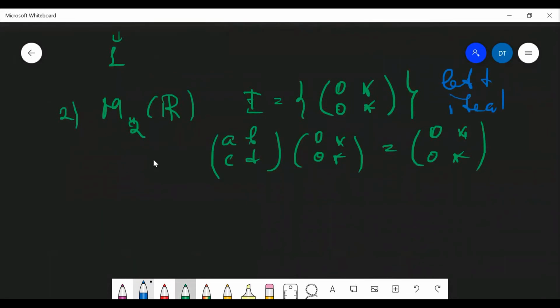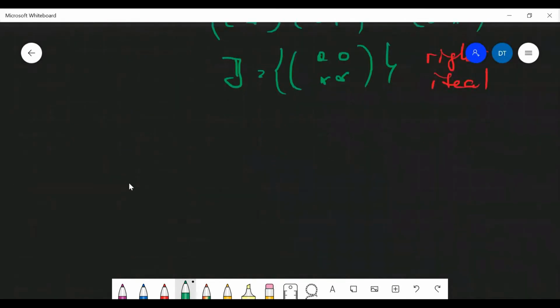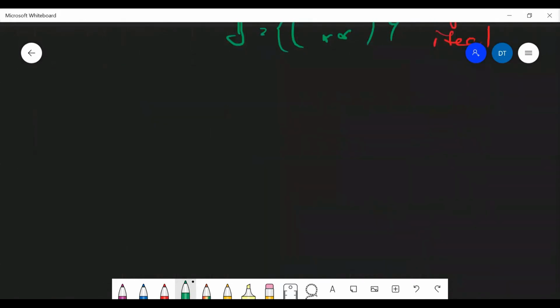So this is an example of a left ideal. An example of a right ideal is similar. You just take all the matrices with zero row. This is an example of a right ideal. Okay. And let me formulate the claim I mentioned.